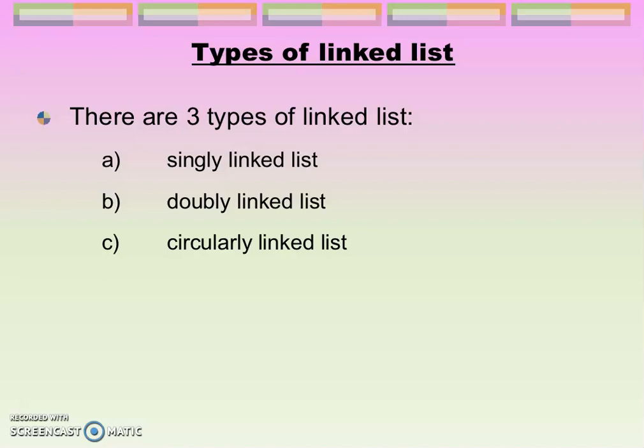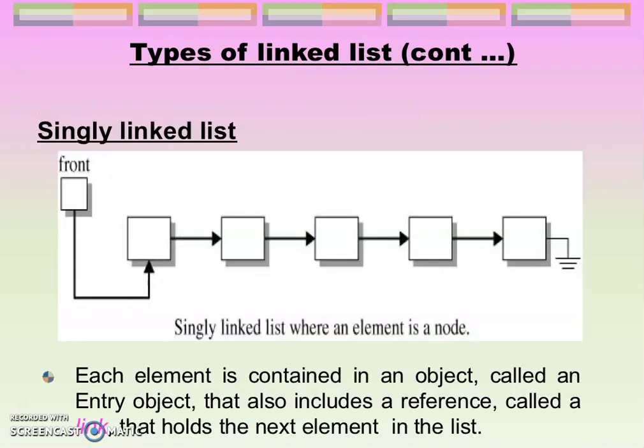Okay, next, there are three types of linked list. Okay, kita ada singly linked list, doubly linked list, and also circularly linked list. Okay, so look at the first type of linked list. Linked list means that each element is contained in an object called an entry object that also includes a reference called a link that holds the next element in the list.